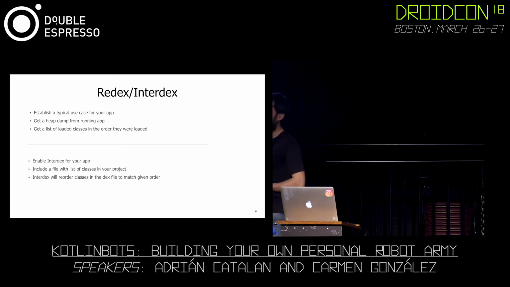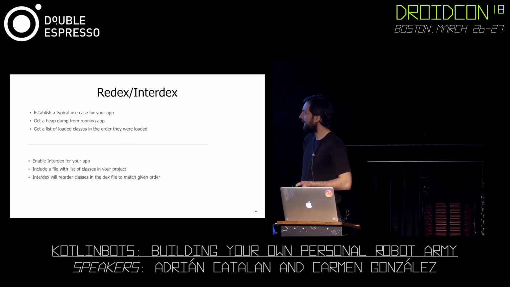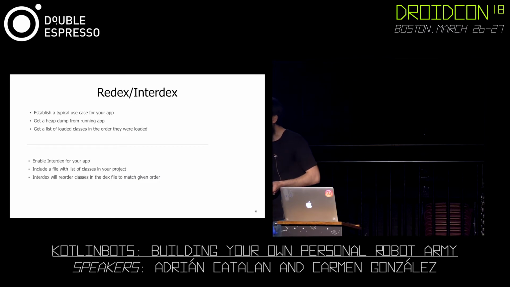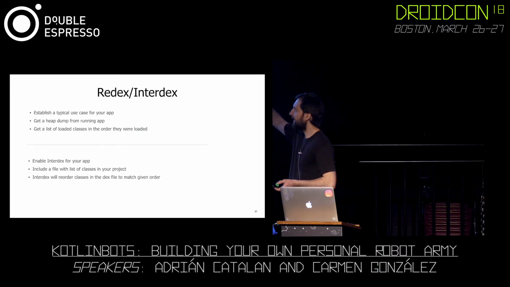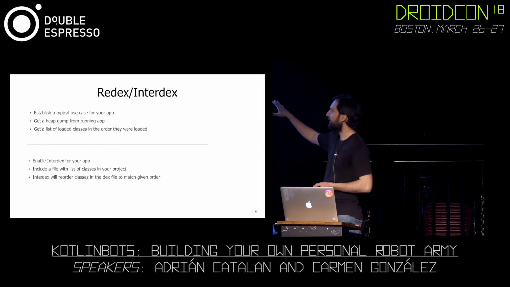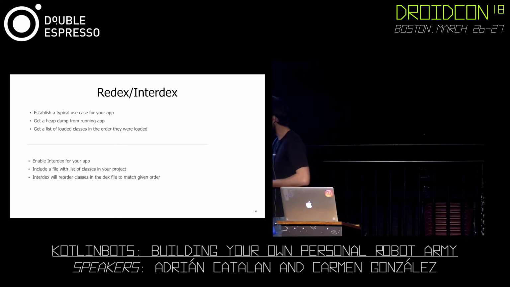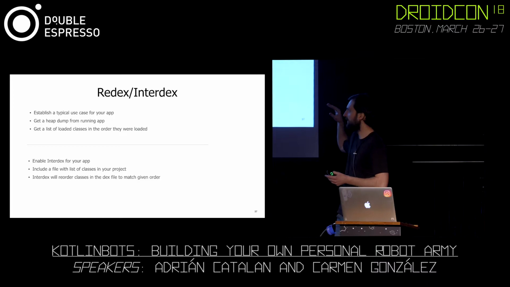Let's say you establish a typical use case for your app. Usually it will be cold starting to your main screen. And then from the running application, you get a heap dump. And then you run a script provided by Redex to get a list of loaded classes in the exact order they were loaded. This is step one. Step two. You enable interdex for your app. You include this file with the list of classes in your project. And when you build your application, interdex will reorder classes to match this exact order.